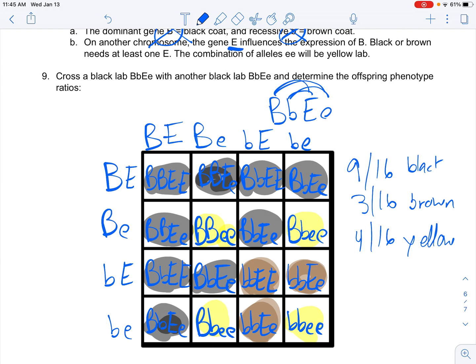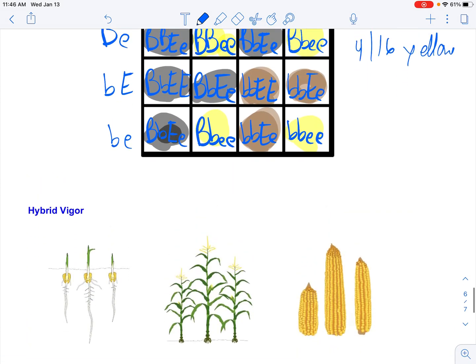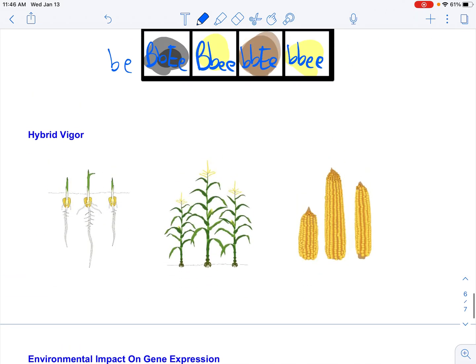So similar to a two-trait cross that we've been looking at, but different because epistasis, right? We don't get a 9:3:3:1 ratio for anything. We get a 9:3:4 ratio.